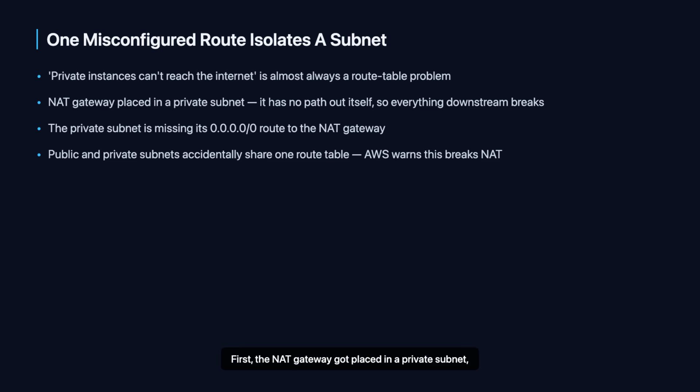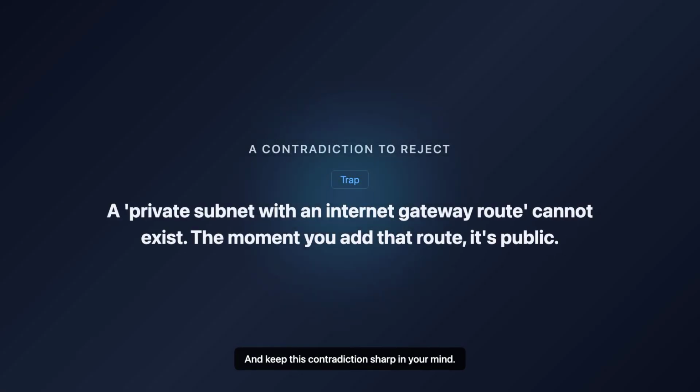First, the NAT gateway got placed in a private subnet, so it has no path out itself, and everything behind it breaks. Second, the private subnet is simply missing its default route to the NAT gateway. And third, the public and private subnets accidentally share a single route table. Amazon Web Services explicitly warns against this because it breaks the routing that NAT depends on. In all three cases, the servers are healthy. One route is wrong.